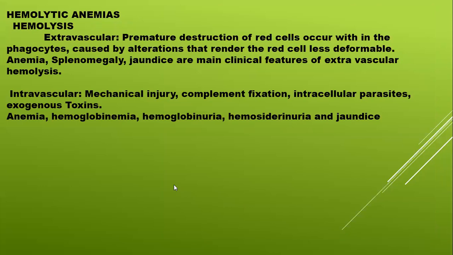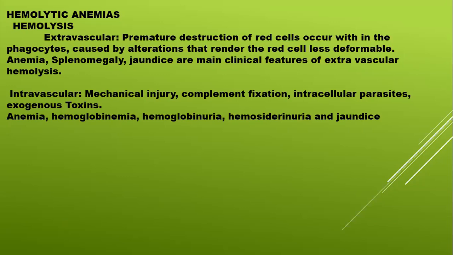Now hemolytic anemias. Hemolysis could be extravascular or intravascular. In extravascular hemolysis, there is premature destruction of the red cells within the phagocytes, which is caused by the alteration that renders the red cell less deformable. There is anemia, splenomegaly, and jaundice, main clinical features of extravascular hemolysis.